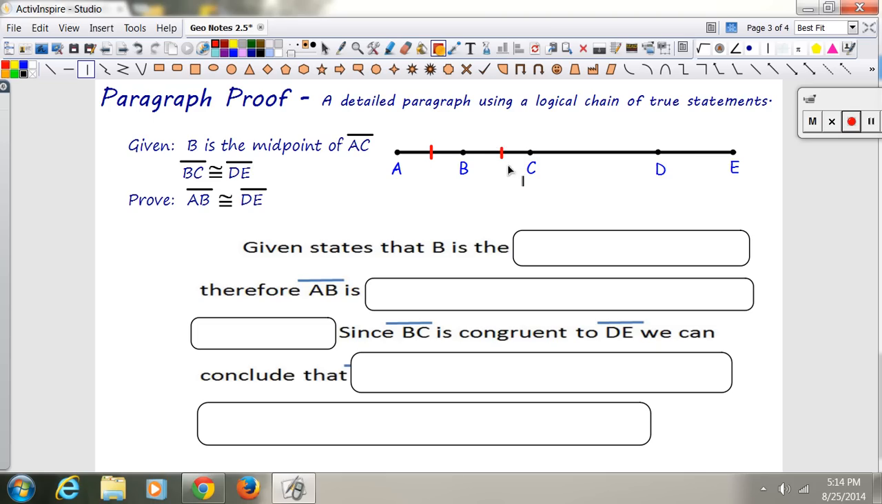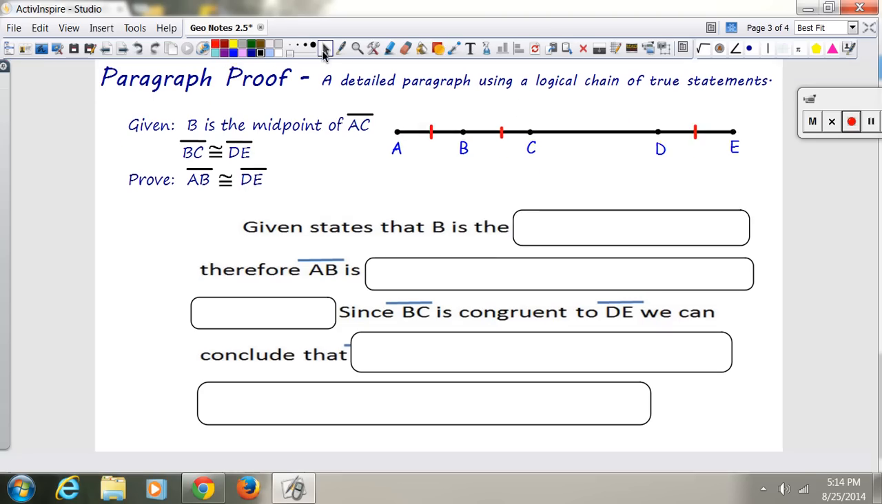Now it does also say that BC is the same as DE, so if BC has one tick mark, I need to put one tick mark on DE because those are also the same. They want us to prove that AB is congruent to DE, and we basically just did that because they both have one tick mark. Here's the reasoning.